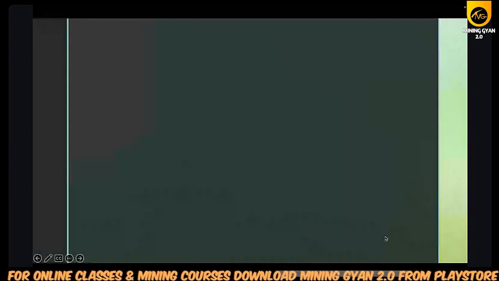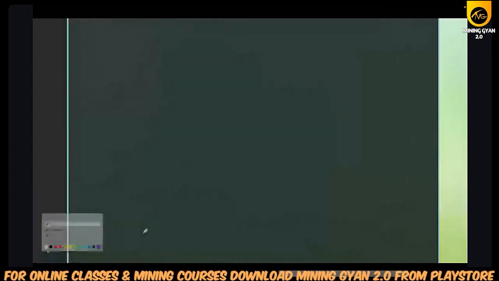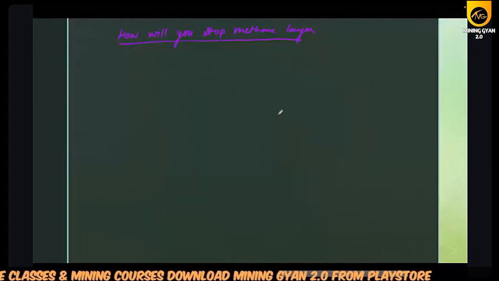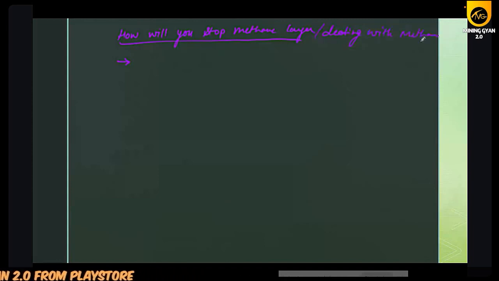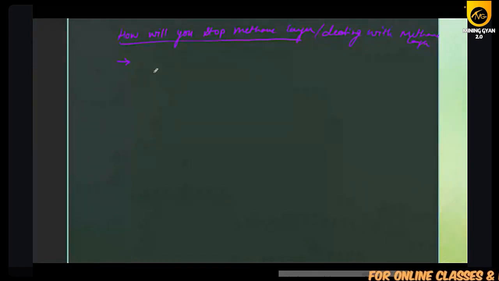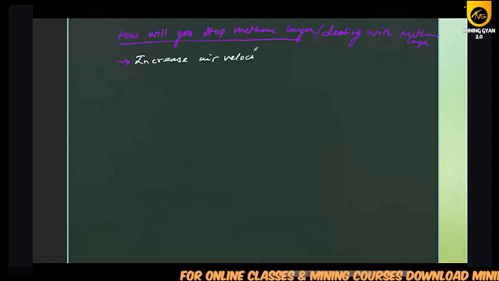Now we will discuss how you will stop the methane layer, or how you will deal with the methane layer. First, why is the methane layer forming? Because ventilation is not proper. So you will increase the air velocity. You will increase air velocity.